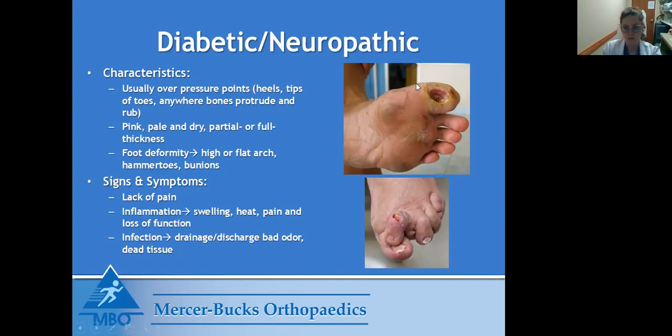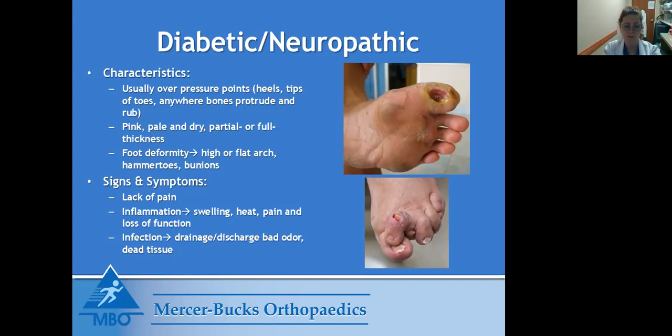There are some pictures over here that show classic pictures of diabetic ulcers. They can be partial or full thickness. That's the same with a venous wound. Unlike arterial wounds, which tend to be full thickness all the way down to bone, these really vary. Oftentimes, they are associated with foot deformity. As for signs and symptoms, there's typically a lack of pain. There's typically a period of inflammation that can linger, or a period of inflammation that then subsides, and you have more of a stagnant, less swollen and heat-ridden wound.